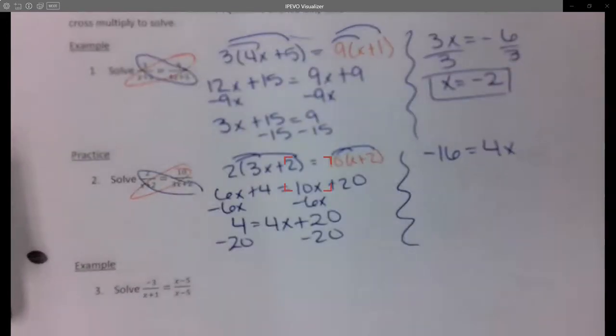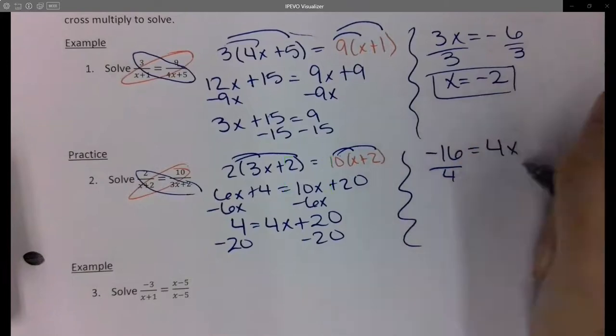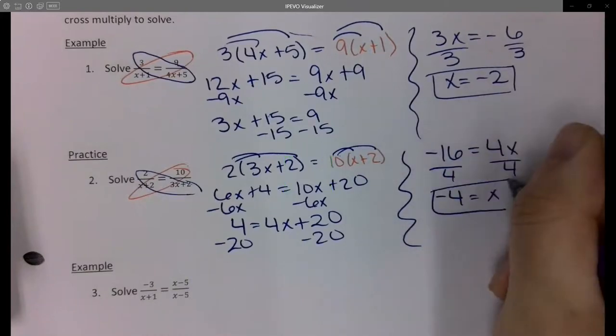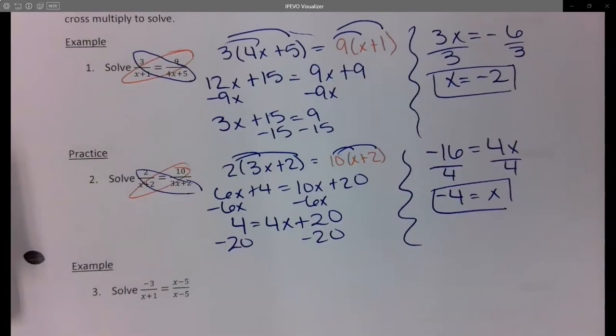Then I just need to get x alone. So I want to divide both sides by 4, which gets me negative 4 for my x value. Questions on number 2?